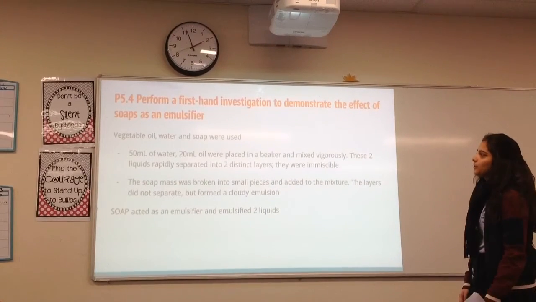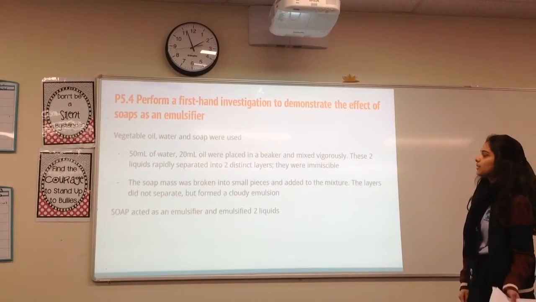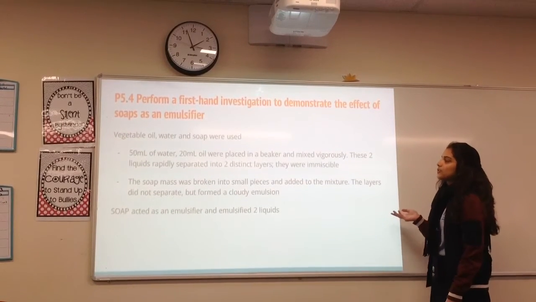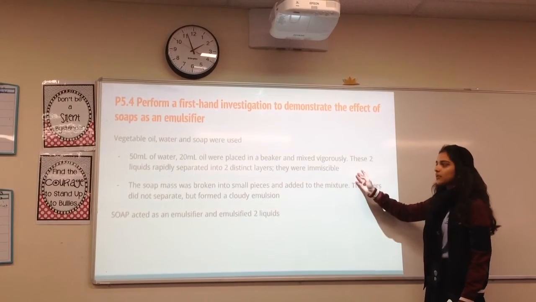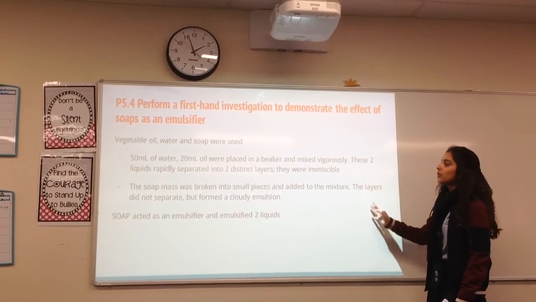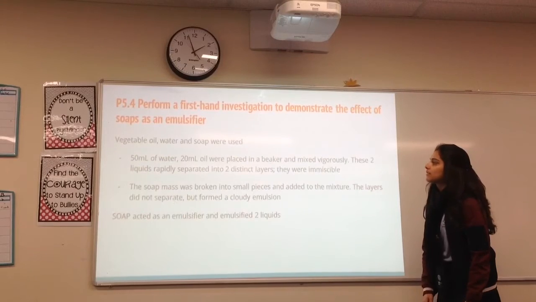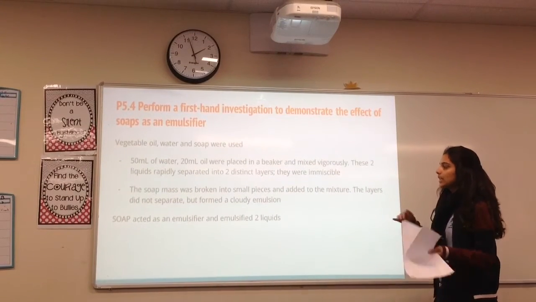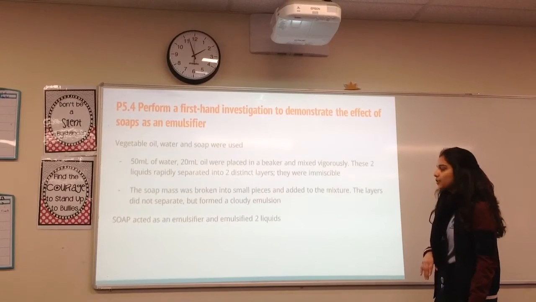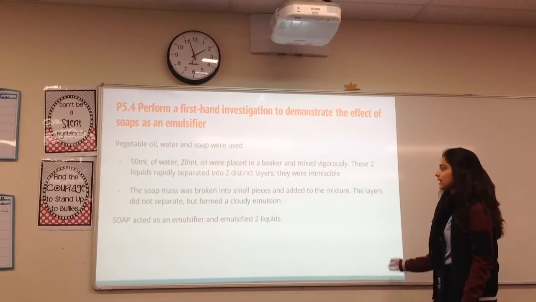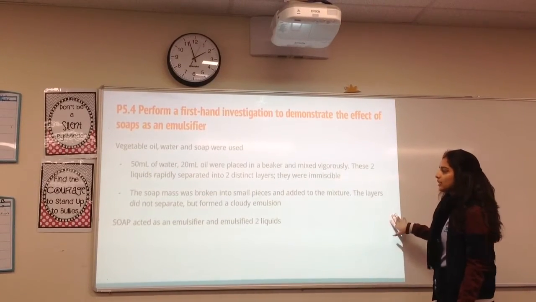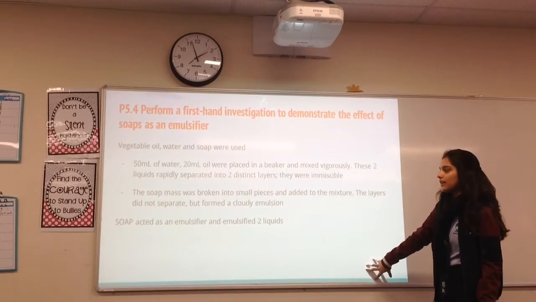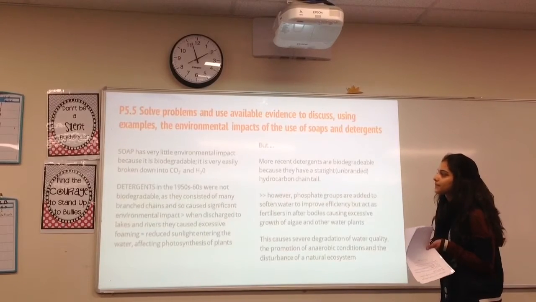Perform a first-hand investigation to demonstrate the effect of soap as an emulsifier. Vegetable oil, water, and soap are used. 50 milliliters of water and 20 milliliters of oil were placed in the beaker and mixed vigorously. These two liquids rapidly separated into two distinct layers because they are immiscible. The soap mass was broken into small pieces and added to the mixture. The layers did not separate but formed a cloudy emulsion, and the soap acted as an emulsifier, emulsifying the two liquids.